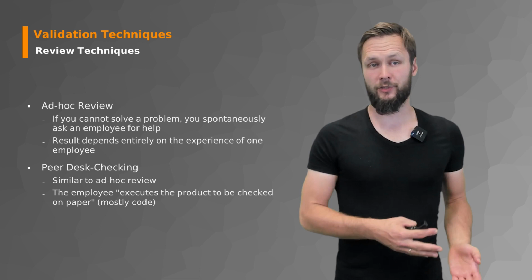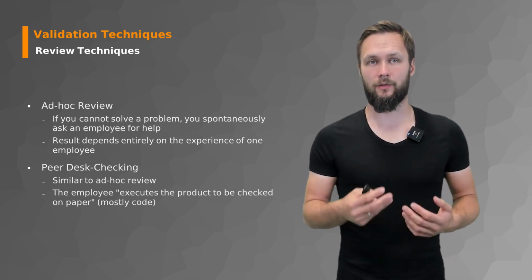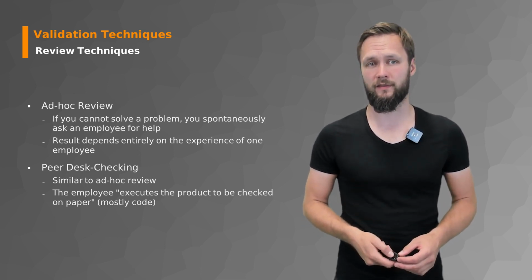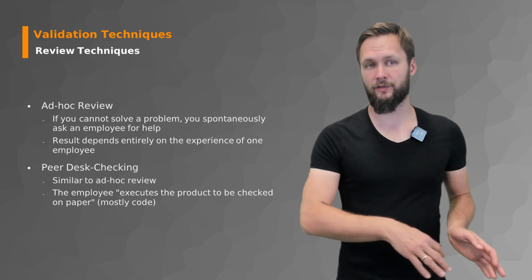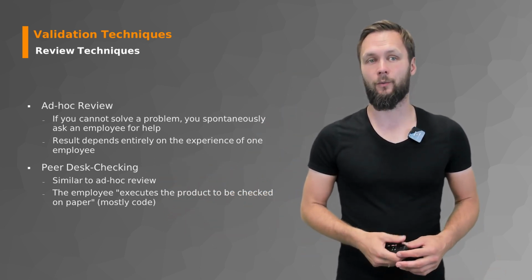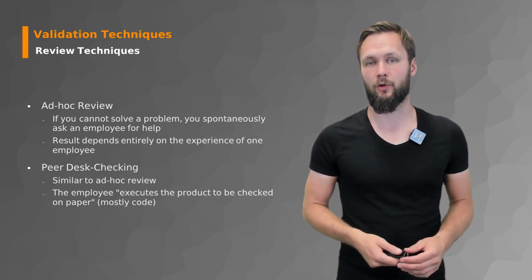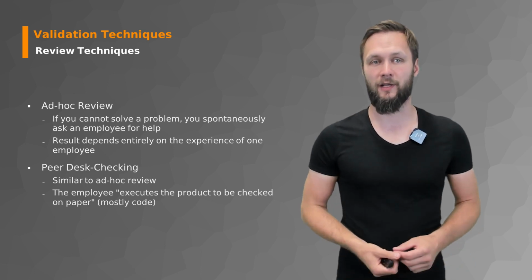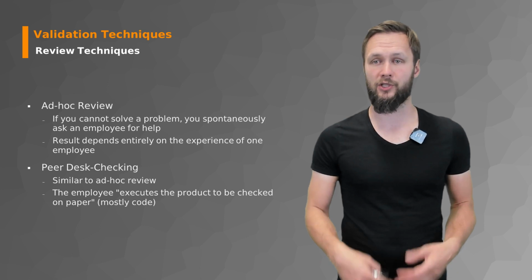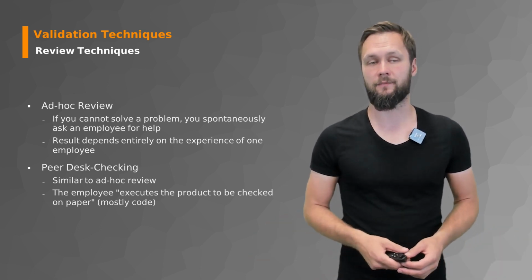So while inspections are really good at finding and identifying defects, they are also a lot more time consuming than other techniques, and usually they are also more expensive. So instead of inspections, on the completely different level of formality, you could do ad hoc reviews where you just go to a coworker and ask them spontaneously for help to find a problem. The disadvantage is that the results depend entirely on the experience of that one employee, but it's super cheap. You don't need a lot of time and effort to do that, so you could do that.